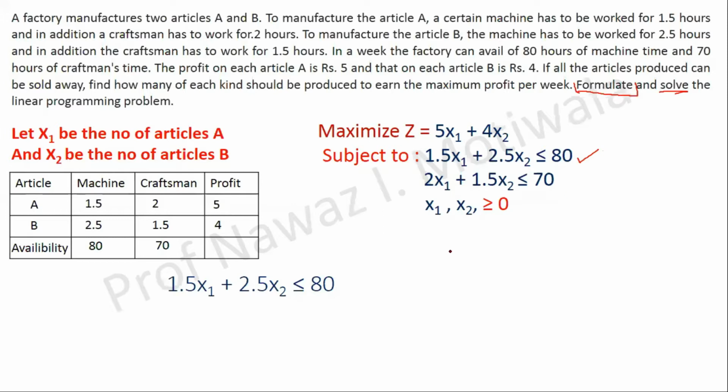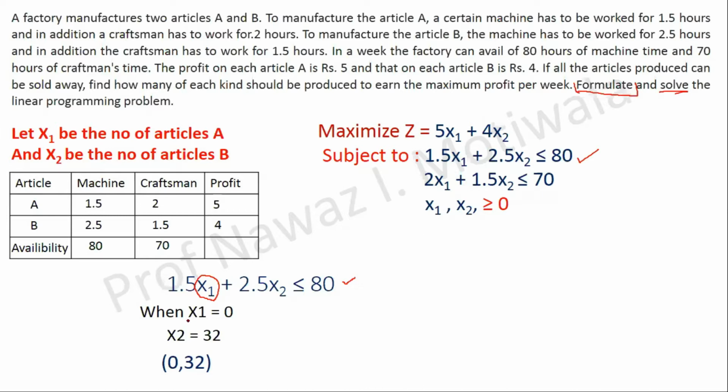By considering this equation, I am finding out 2 points on the line. The simplest way is to consider x1 equal to 0. When x1 is equal to 0, I will get x2 equal to 32, and my point will become (0, 32), which satisfies the above equation.